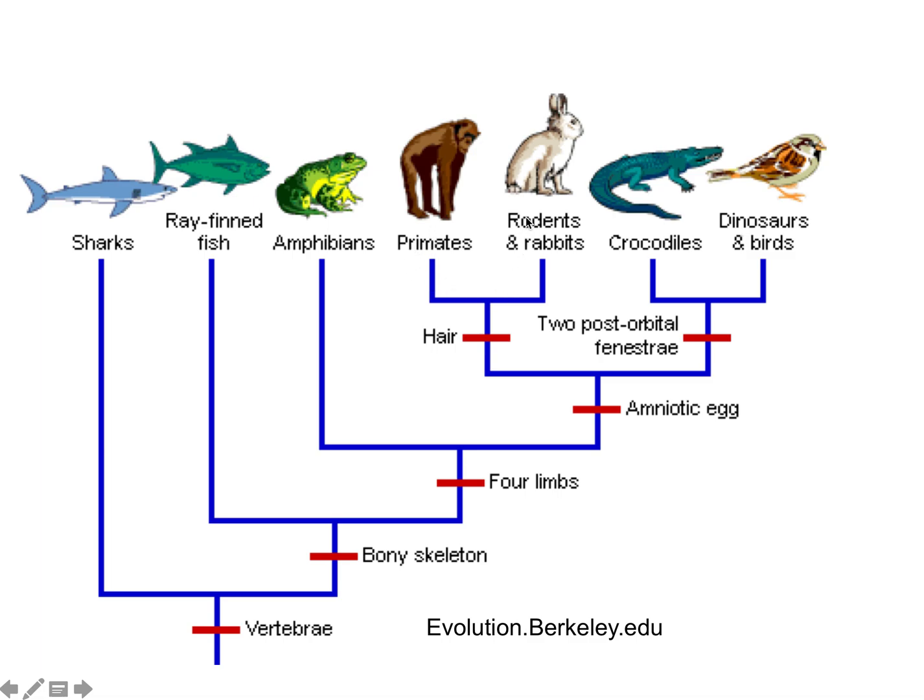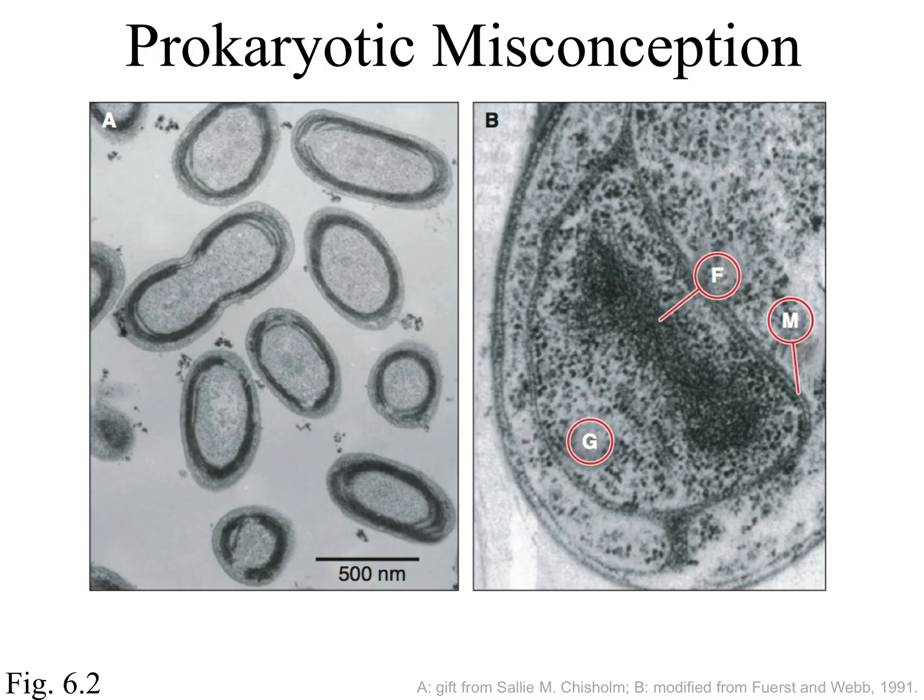They're more closely related to rodents, and crocodiles are more closely related to birds than a bird would be to a rabbit, for example. Okay, so you should know this tree. All right.